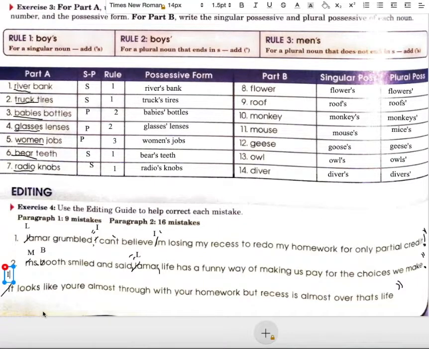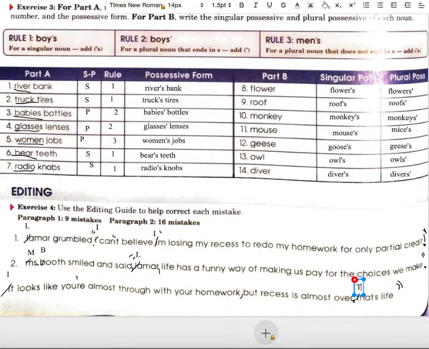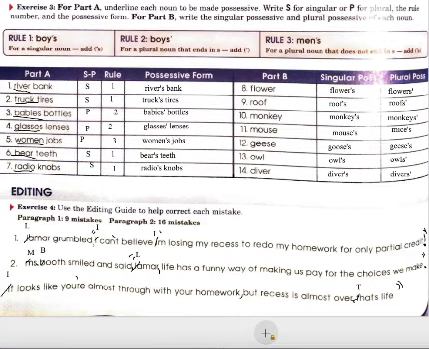It looks like your, apostrophe, because we have a contraction for you are, you're almost through with your homework, comma, because we have a compound sentence, we need a comma and a conjunction. But recess is almost over, period. That's life. Capitalize that. Put in your apostrophe, because we have a contraction for that is. That's life. And we'll do an exclamation point for strong emotion.